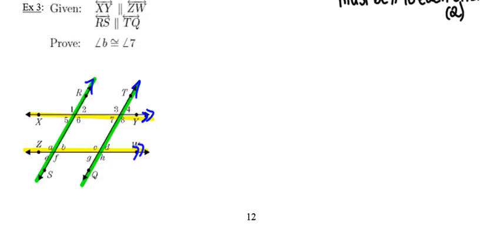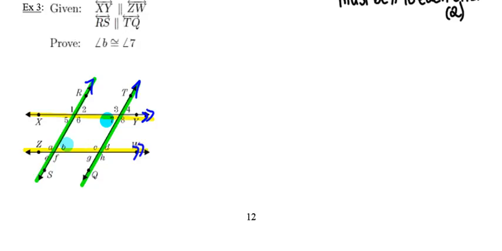What I'm trying to prove, where we want to be at the end of the day here, is we want to go ahead and show that angle B is congruent to angle 7. So if I take a look at where these angles live in the picture, here's angle B, here's angle 7. It might be very, very tempting to say that they have some special type of relationship to each other.